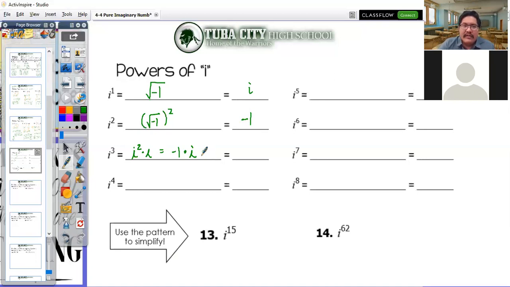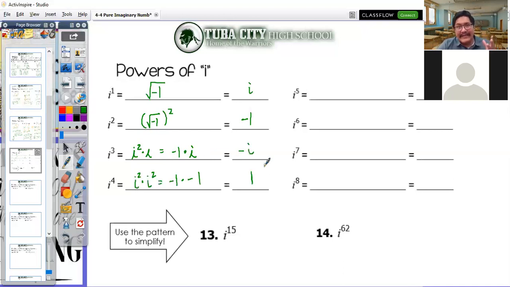So again, negative 1 times any number is just going to make that number negative. Now let's go ahead and work with another one here. So I have i squared times i squared. Now we know that i squared is negative 1. So this means negative 1 times negative 1. Negative 1 times negative 1 is positive 1. So this is going to be positive 1.